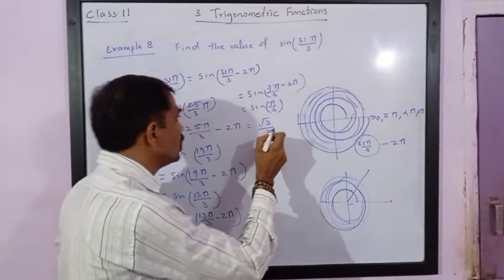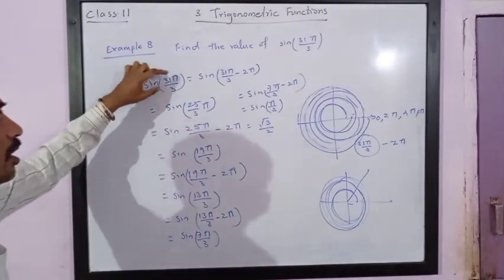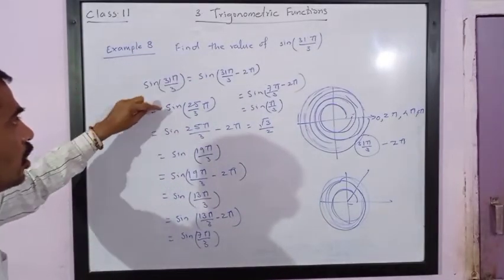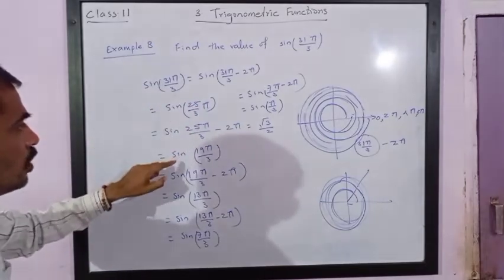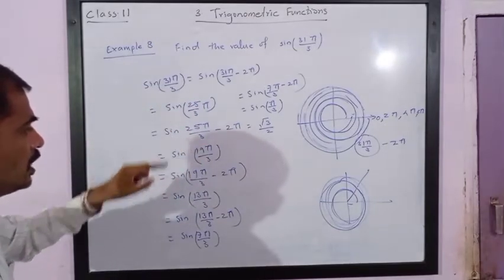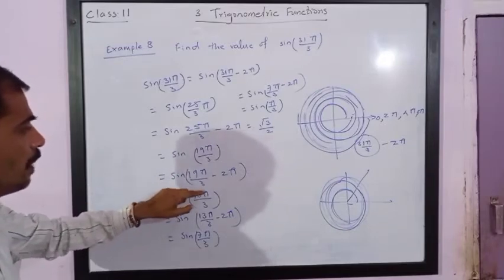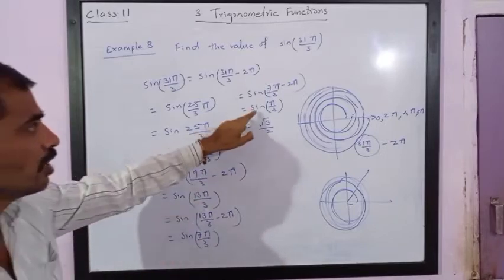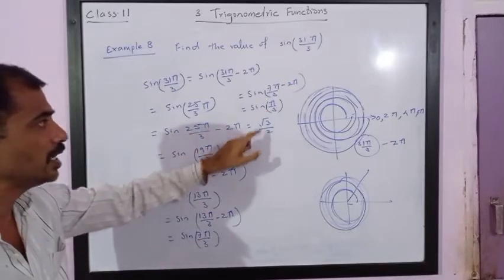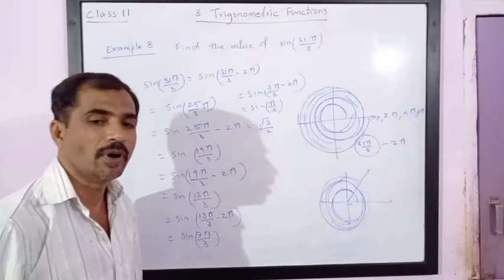3 upon 2. So please note here sine 31π/3 is equal to sine 25π/3, is equal to sine 19π/3, is equal to sine 13π/3, is equal to sine 7π/3, is equal to sine π/3, and that is equal to root 3 upon 2.